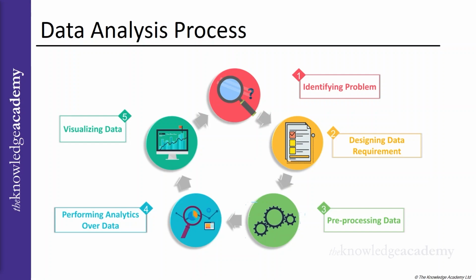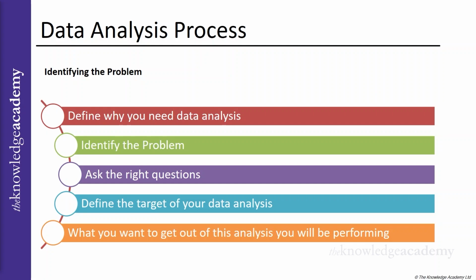So there are 5 steps in it. Okay, and within that we have identifying the problem, designing data requirements, then pre-processing data, performing analytics over data, and at the last, visualizing data, or you can even say interpreting it. So let's go deep into each of these. So the first one is identifying the problem, or the business objective, or what we are trying to do. This is the first thing we need to ask. So you need to define why you're doing the data analysis.